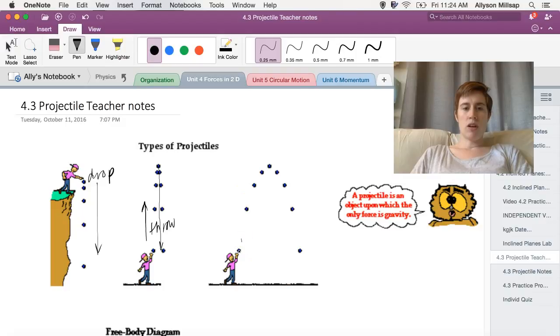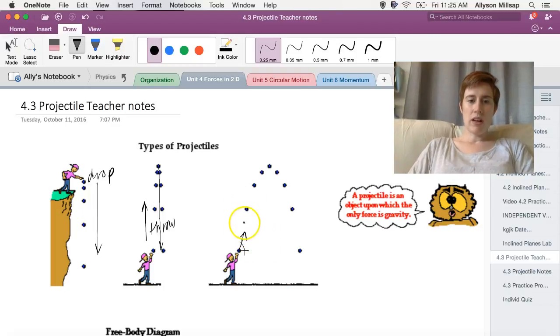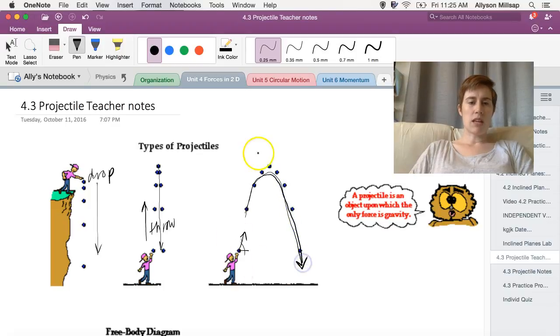The third type, which we're going to look at a lot today, is when the object is thrown upward and at an angle. So it's not thrown exactly upward, it's being thrown with some sort of angle, and it's going to show this parabolic shape, which is something you see with any kind of projectile.